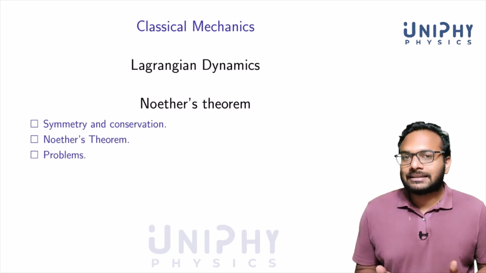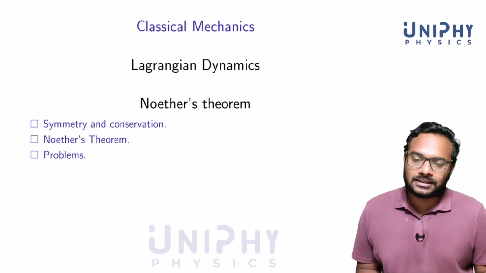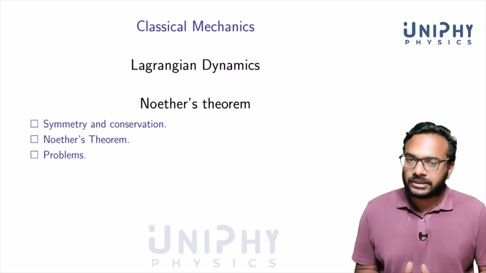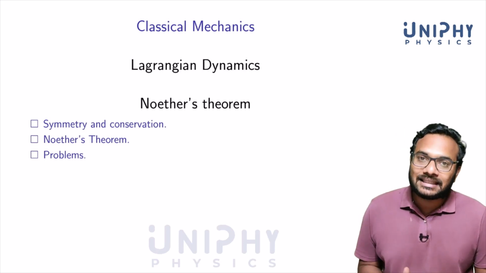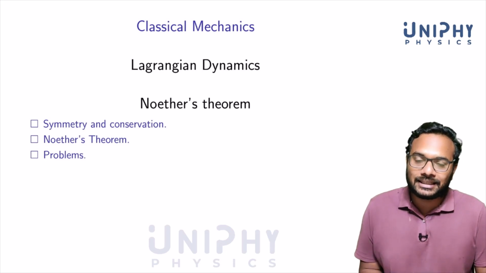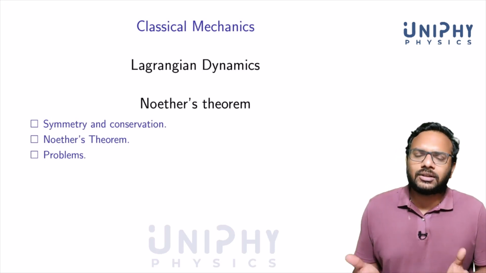Let's continue discussing a little bit more into Lagrangian dynamics. So today we'll discuss what's called Noether's theorem. It's actually a connection between symmetry and conservation. We have already seen a special case of this, which we called a cyclic coordinate. We said that if a coordinate is cyclic, then there's a corresponding conserved quantity. We called it the conjugate momentum.